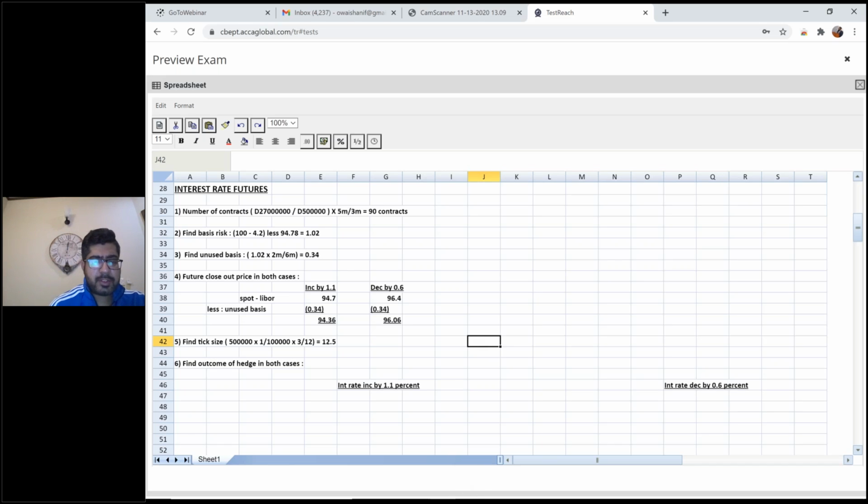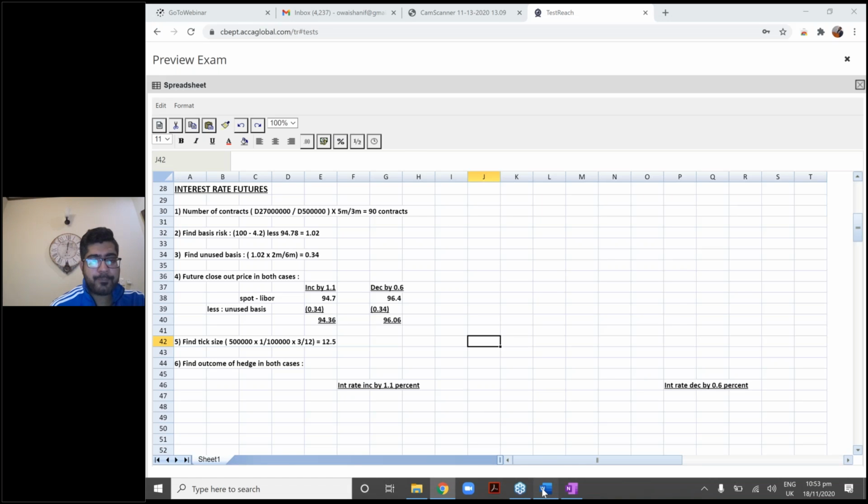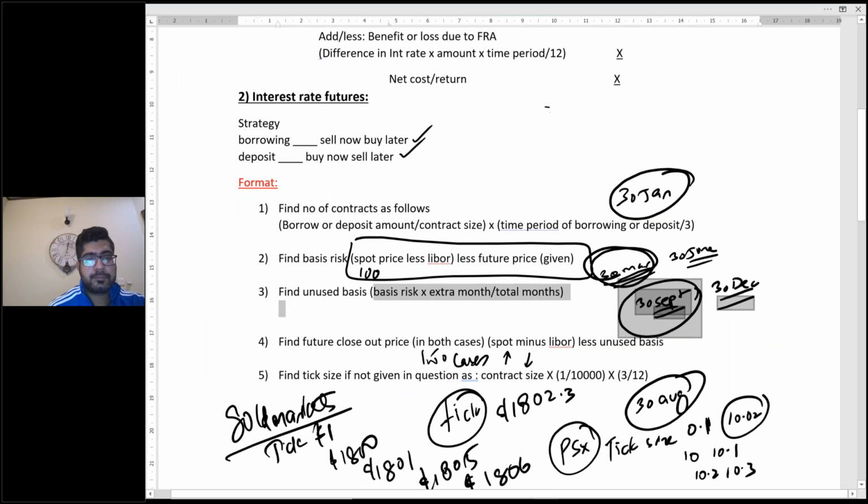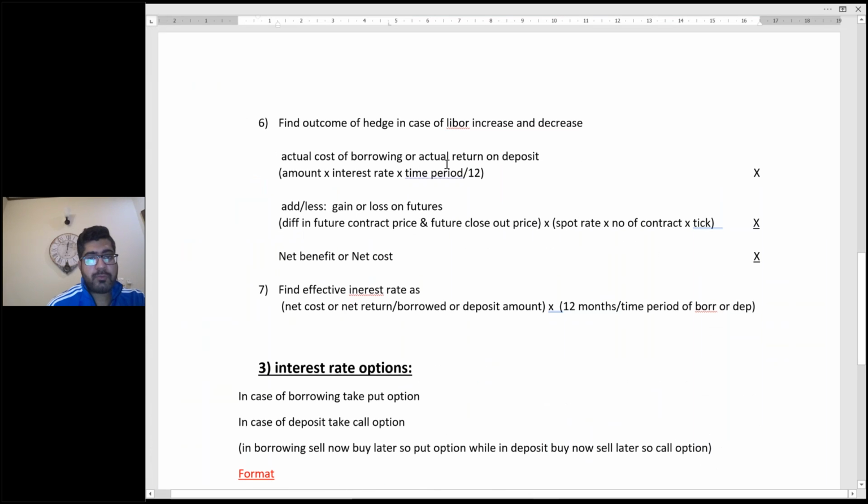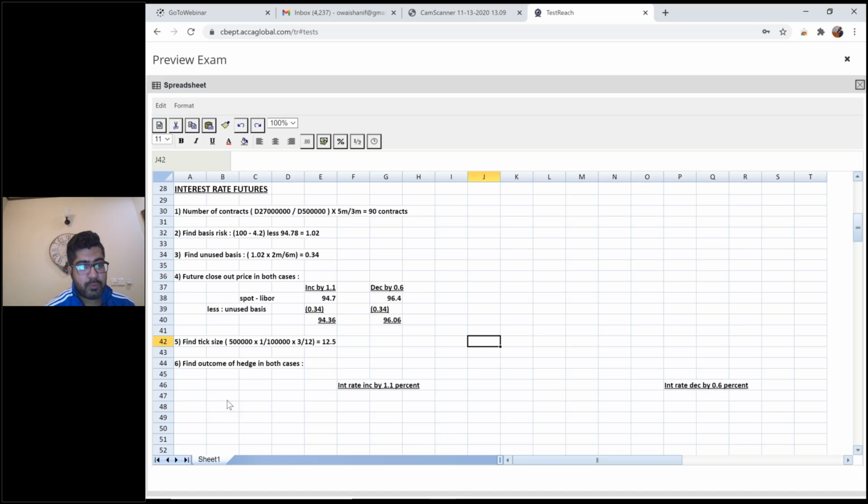Okay, so what is the format of outcome of hedge in both cases? Firstly, the same thing: actual cost of borrowing or actual return on deposit. So it's a deposit case, you will write actual return on deposit, and then add or less gain or loss on futures, net benefit, net cost. Okay, it's the same thing. Here it's actual return on deposit. Here it is also actual return.